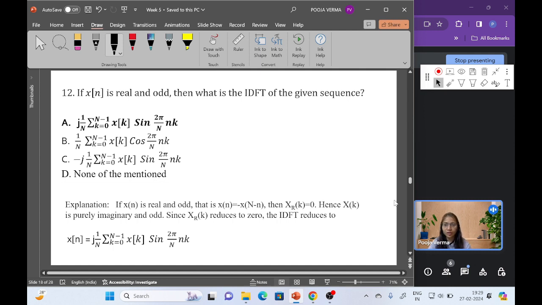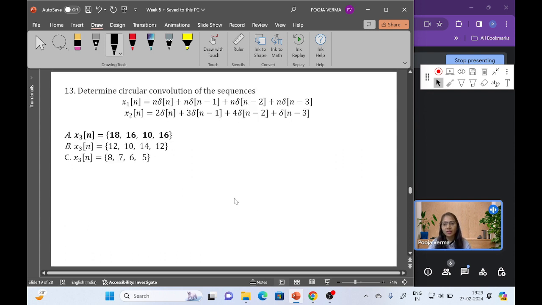Okay, so moving to the next question. Determine the circular convolution of the sequences x1[n] = n delta[n] + n delta[n-1] + n delta[n-2] + delta[n-3], and x2[n] is given as 2 delta[n] + 3 delta[n-1] + 4 delta[n-2] + delta[n-3].